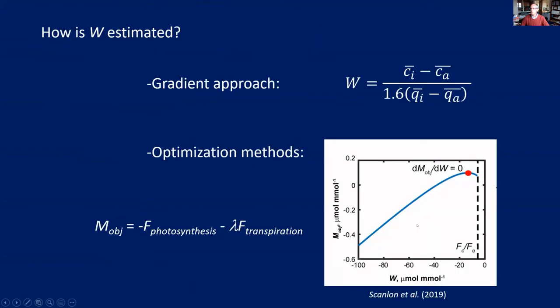So how is water use efficiency estimated? Easy way to do that is through a gradient based approach. We have to have some knowledge of how the internal CO2 concentration changes with respect to ambient CO2 concentration and perhaps vapor pressure deficit. Also some optimization methods are a possibility, and this was published in this paper from a couple of years ago, using a Cowan and Farquhar approach, looking for this objective function being maximized and assigning that as the water use efficiency.